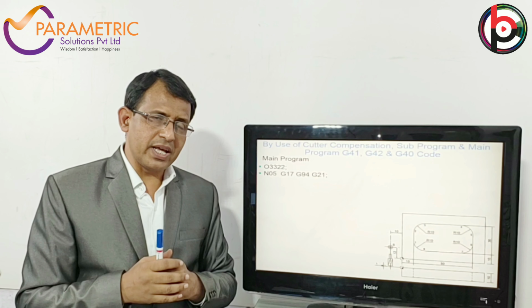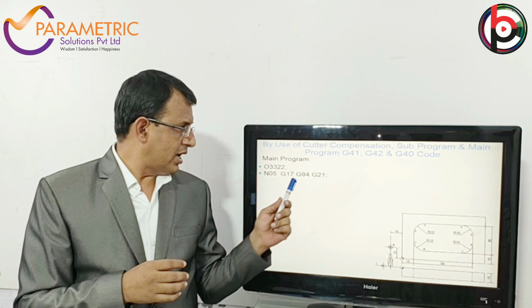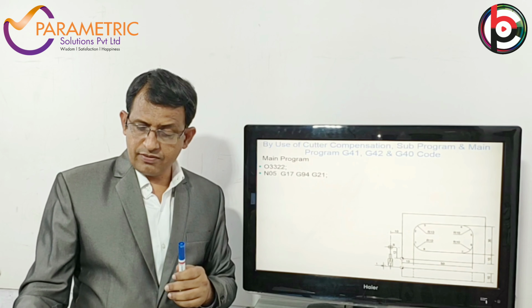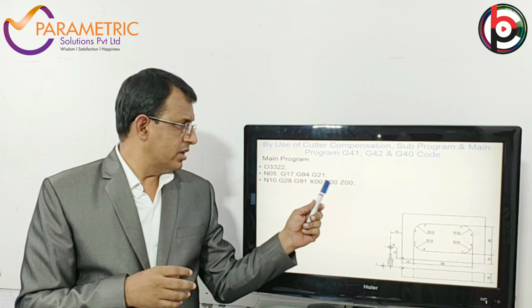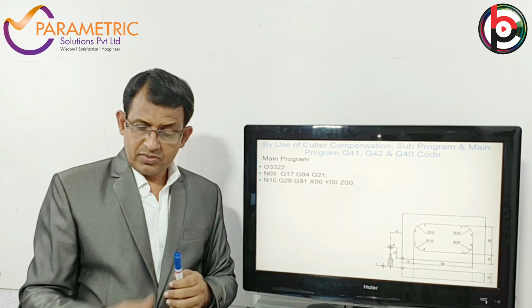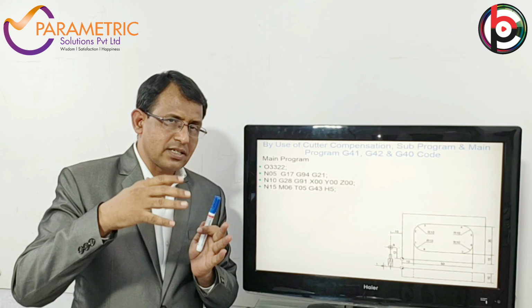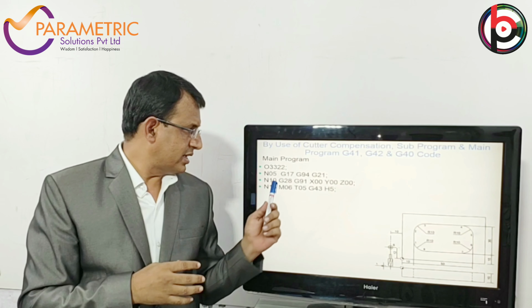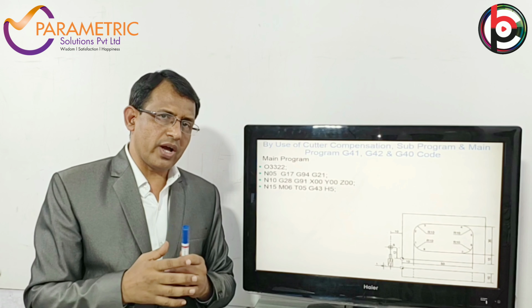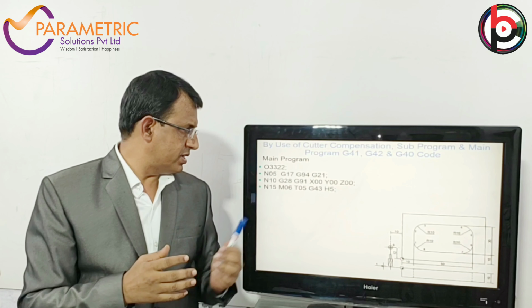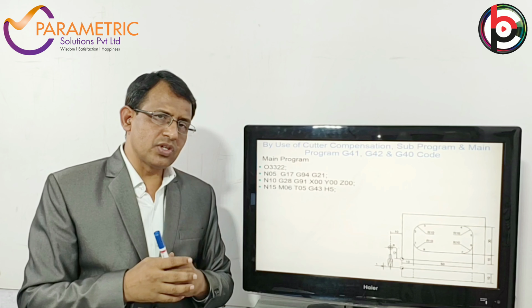Then again N050. G17 is the XY plane selection in the milling machine, G94 is a constant feed in mm per minute, and G21 is the mm unit. The next step is the tool reference at home position, that is G28, G91, X0, Y0, Z0. The next step is the tool selection, M06.